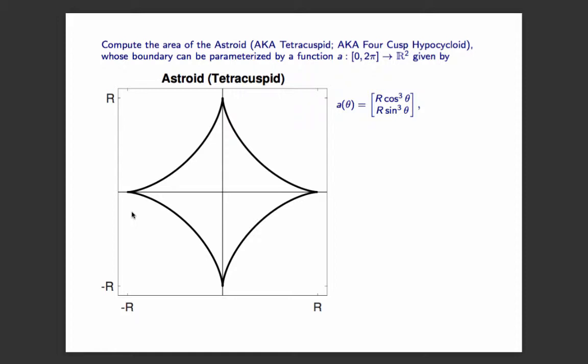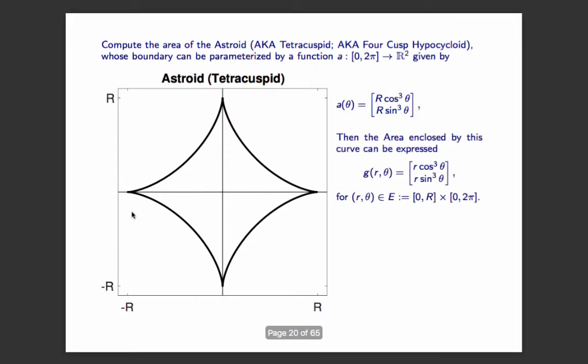So the boundary of the hypocycloid can be parameterized by theta, and the boundary for some positive value r is just r cosine cubed theta, r sine cubed theta, where theta is in the interval 0 to 2 pi. Right, so the area enclosed by the curve can be described by g of r, theta, where we just scale a of theta by r. So long as r goes from 0 to capital R, we get the boundary and the inside.